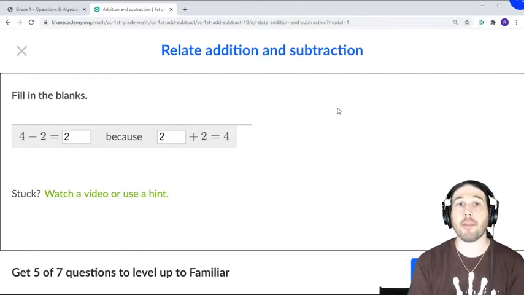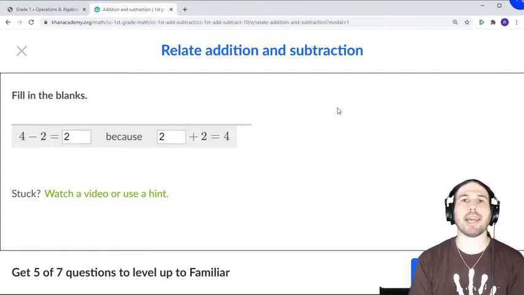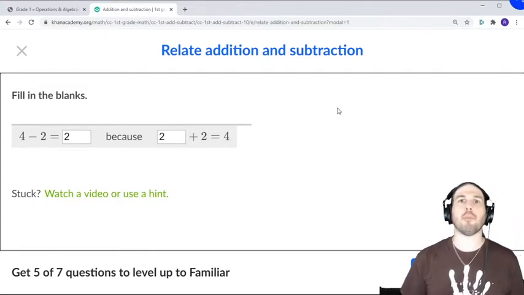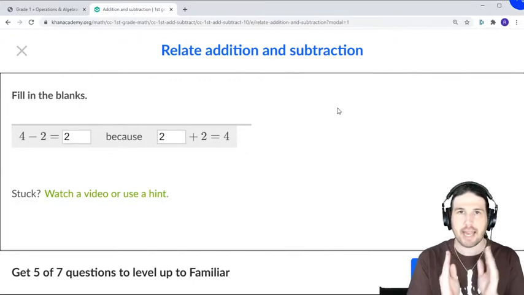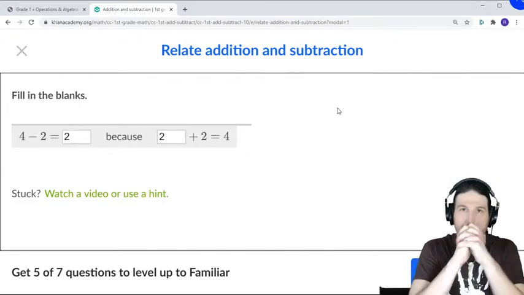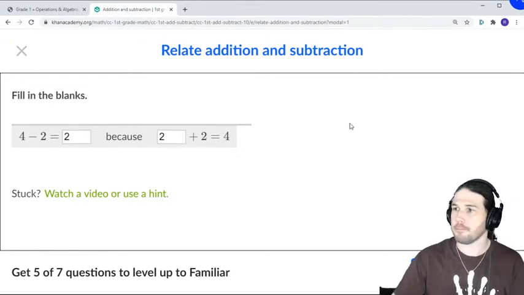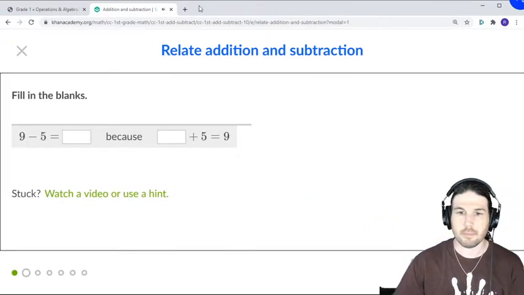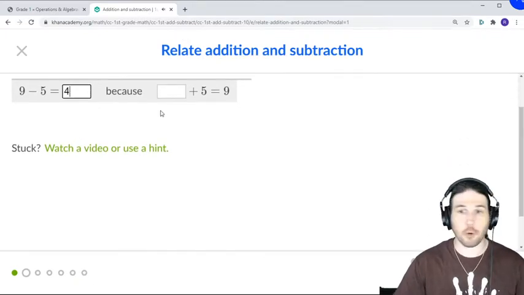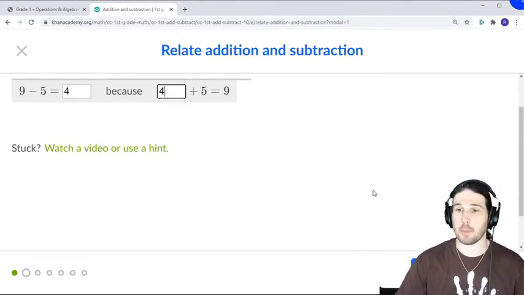This is mathematical reasoning, and we will be applying it later, but right now it is so important just to let students understand that addition and subtraction are related. Later on, we'll find that they're the same thing, but for now, 9 minus 5 is 4, because 4 plus 5 is 9.